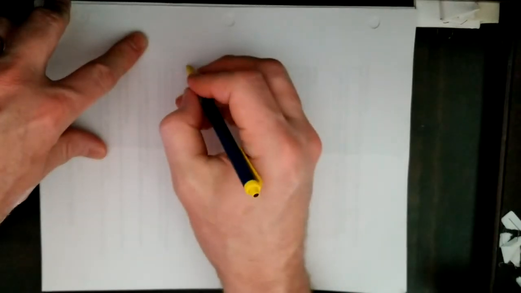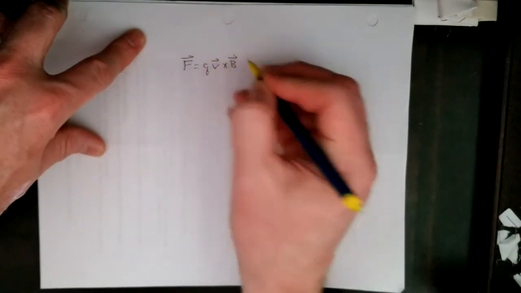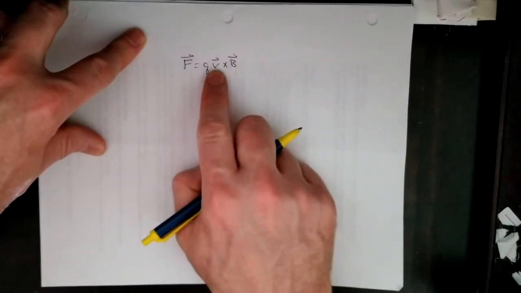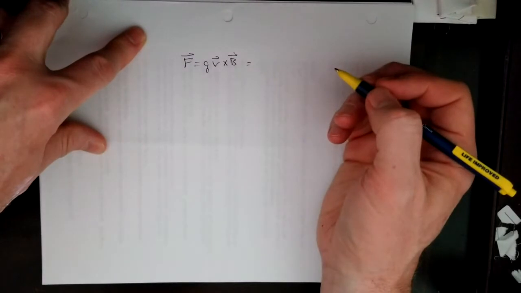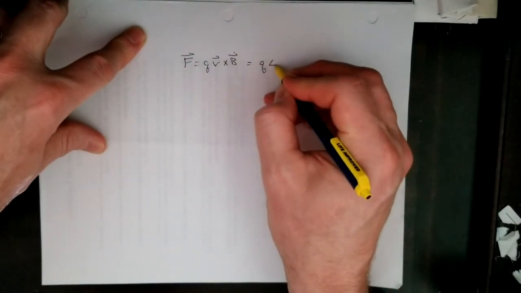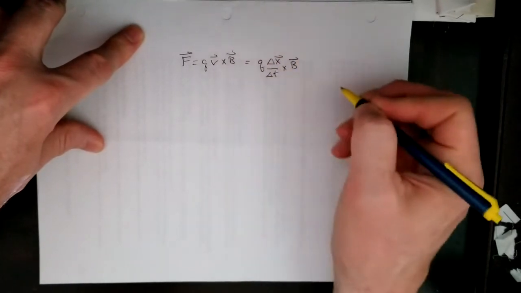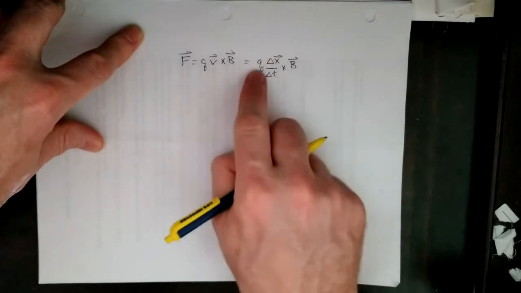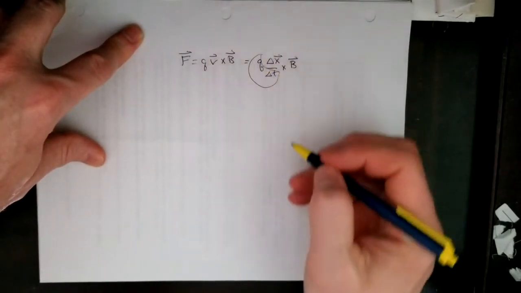We had force on a charge, Q V cross B. We'll recognize that V is just displacement over time. So Q delta X over delta T cross B. And this is the charge that is flowing, that is going by. So if I look at the charge over time, well, that's just current.